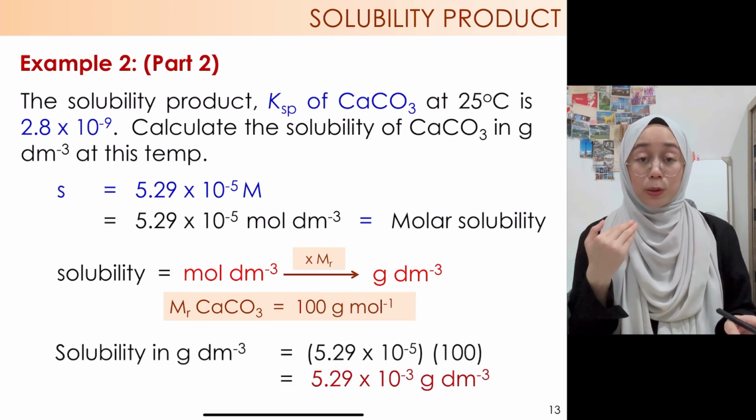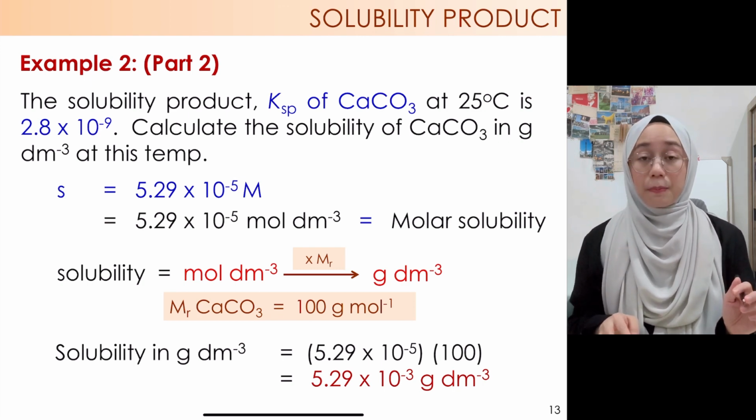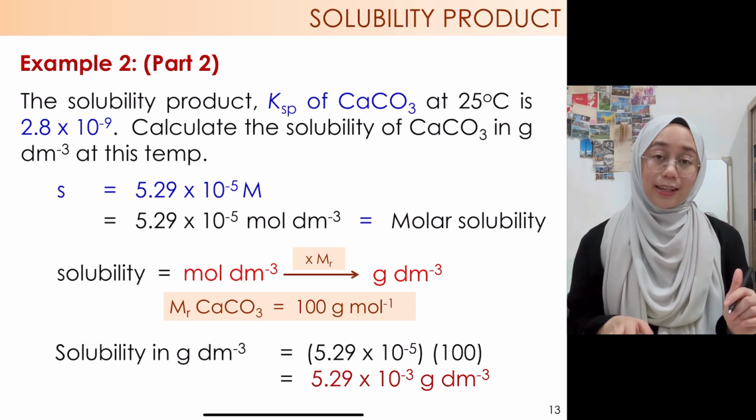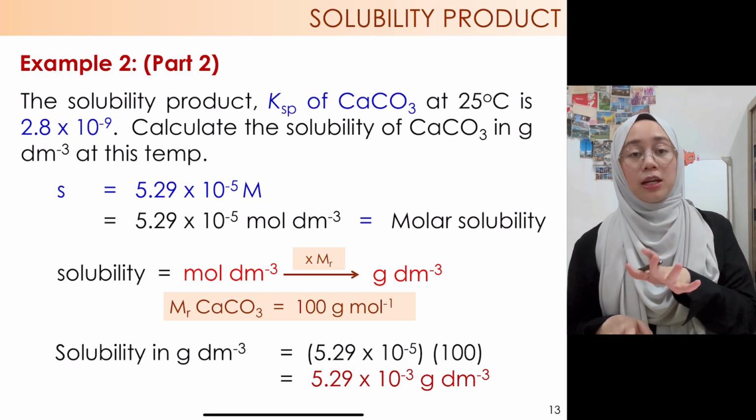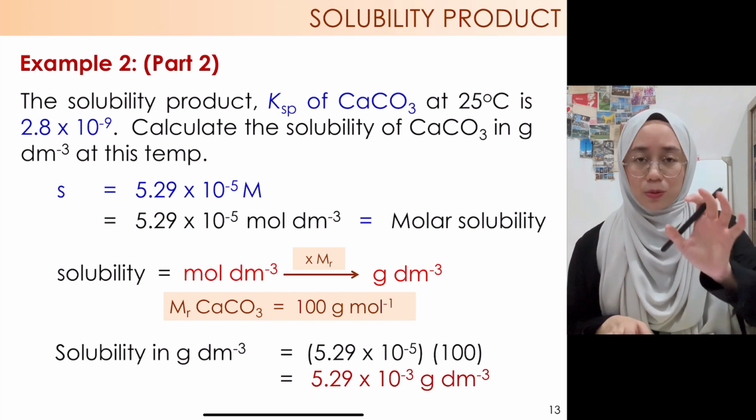So now we get the solubility in gram per decimeter cube bersama dengan 5.29 exponent negative 3 gram per decimeter cube. Settle. Okay, so be careful dengan soalan macam ni. Yang apa dia nak sebenarnya, dia nak solubility yang dalam unit yang macam mana sebenarnya. So be careful with this.